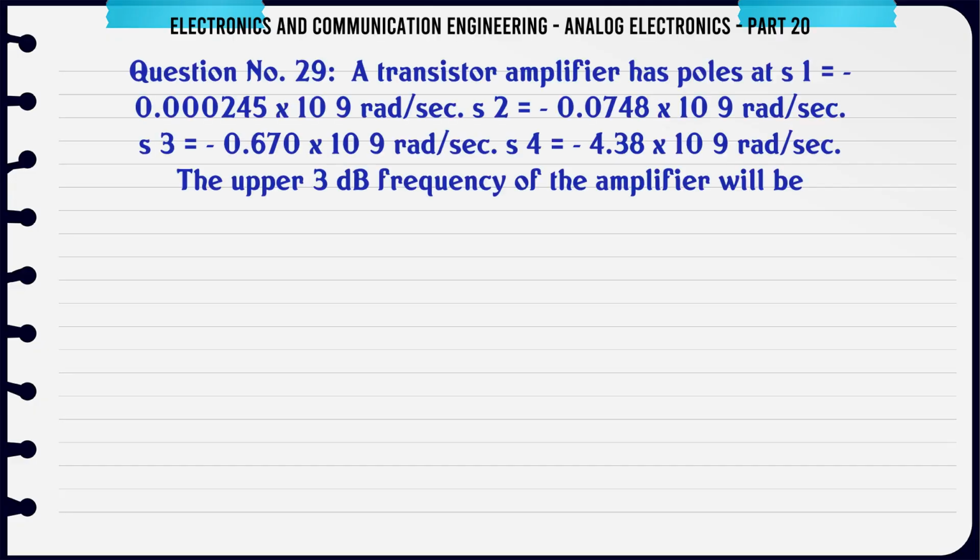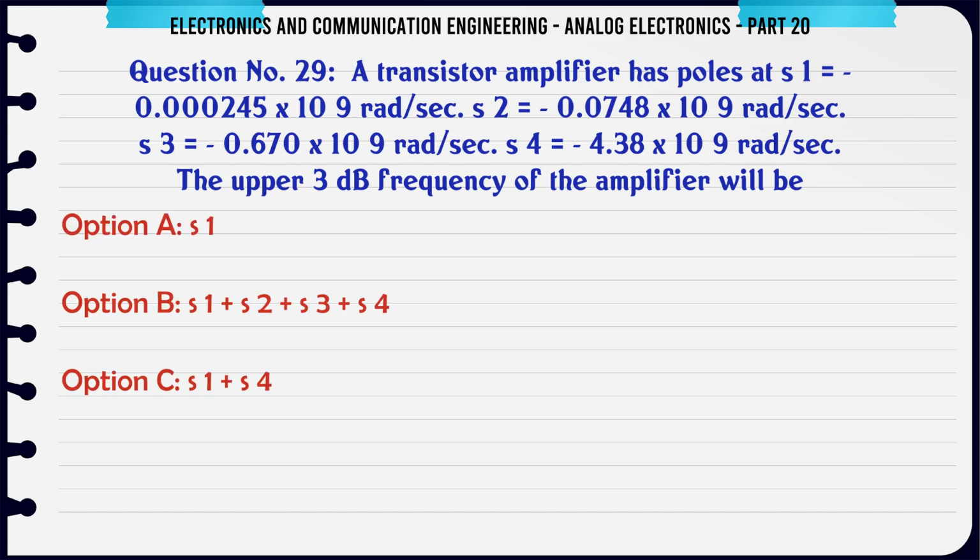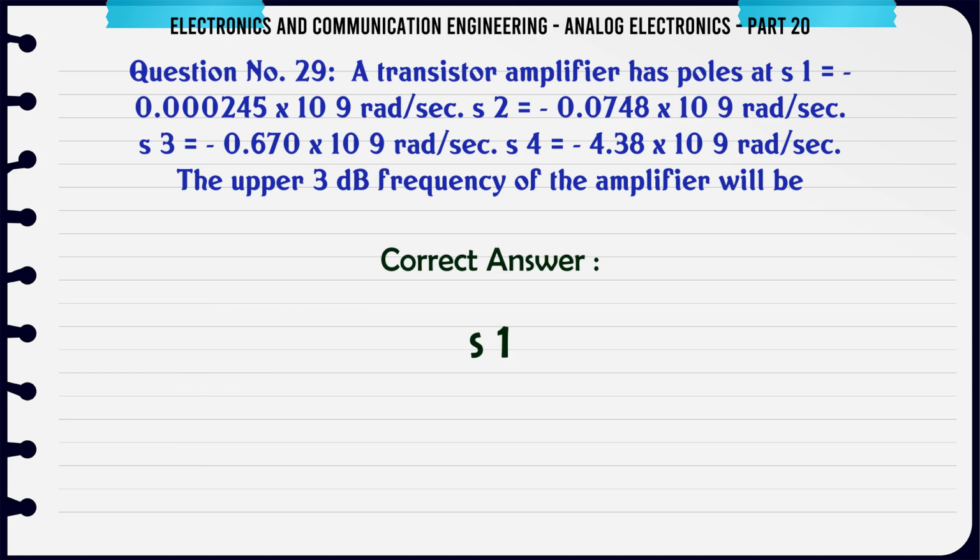A transistor amplifier has poles at S1 0.000245 x 10⁹ rad/sec, S2 0.0748 x 10⁹ rad/sec, S3 0.670 x 10⁹ rad/sec, S4 4.38 x 10⁹ rad/sec. The upper 3 dB frequency of the amplifier will be A. S1, B. S1, S2, S3, S4, C. S1, S4, D. S4. The correct answer is S1.